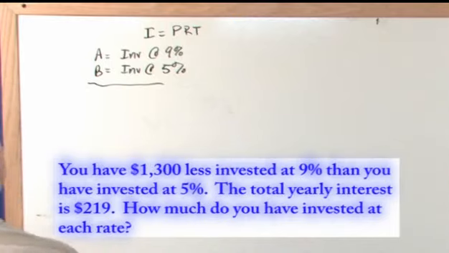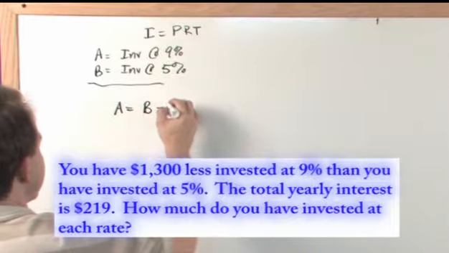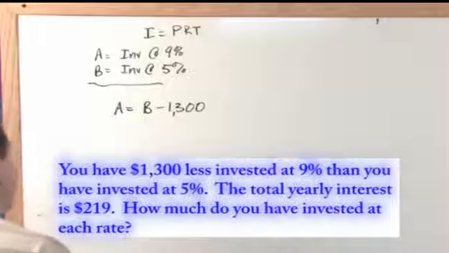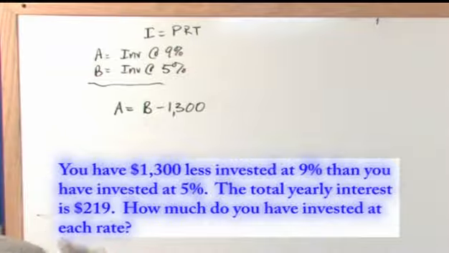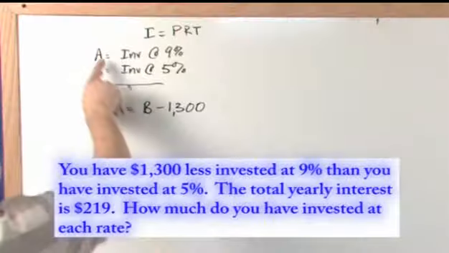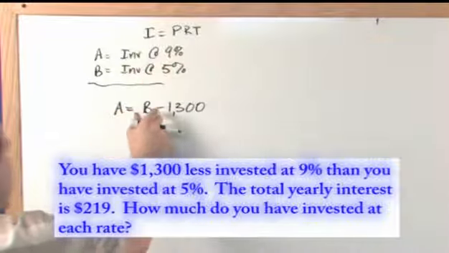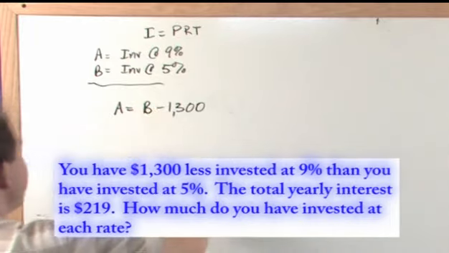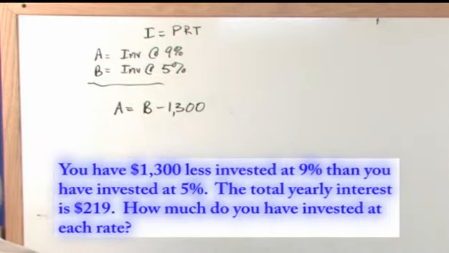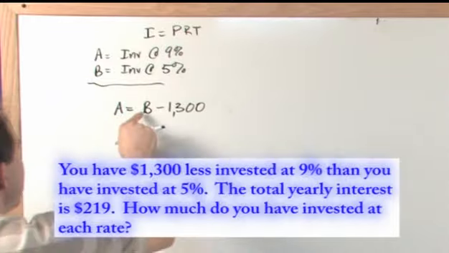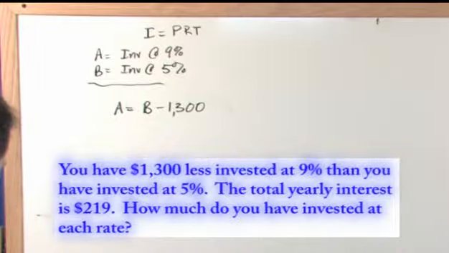So that is an equation right there. Let's read it again. I have $1,300 less invested at the 9% rate than I do at the other rate. So here you can see that the A rate, which is the 9%, I have less of it. I've less invested at this rate because whatever I have invested in B, I take $1,300 off of that. That's what I have invested in A. So the money I have invested in A is $1,300 less than I have invested in B, and that's exactly what the first part of the problem is saying.